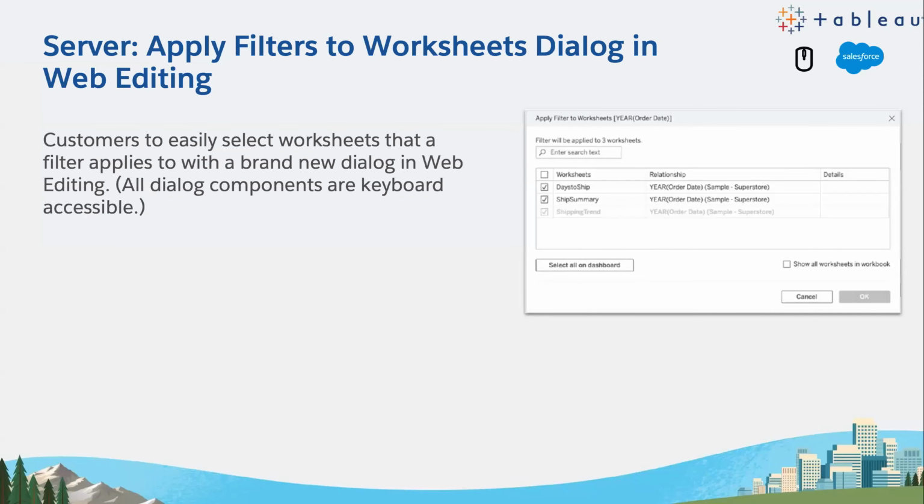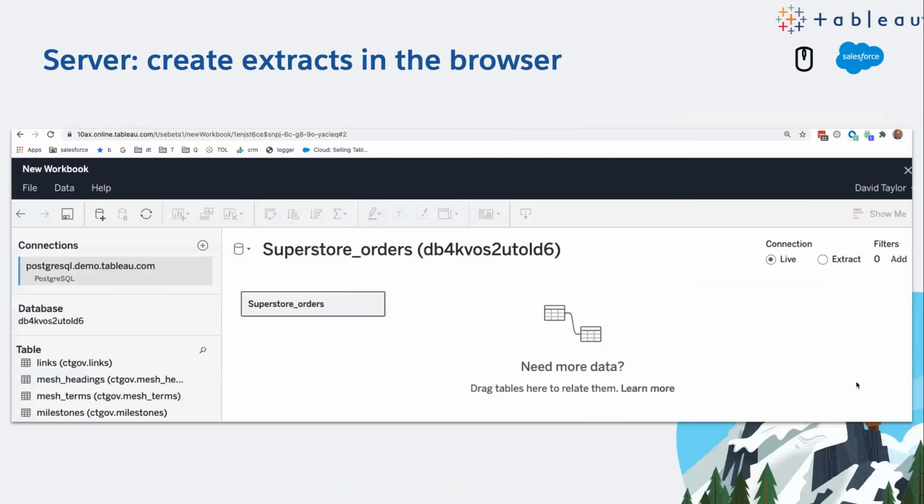So this dialog did not exist in the web edit. So now you can easily apply filters to all worksheets on the web. And of course, being on the web, it's also accessible by keyboard as well. And just like Tableau Desktop, exact same thing when you're creating an extract, connecting to data on the web, you can specify if you want it to be live or an extract in the browser.